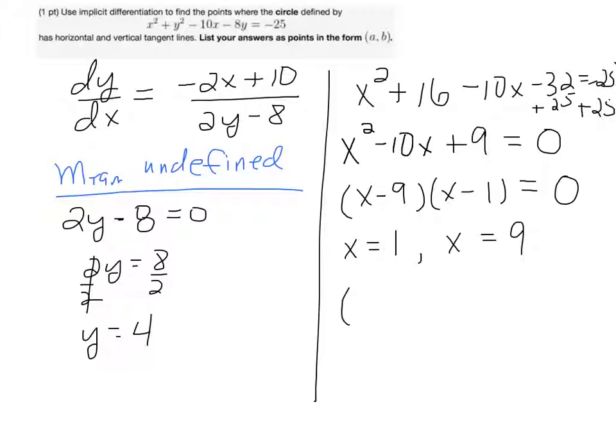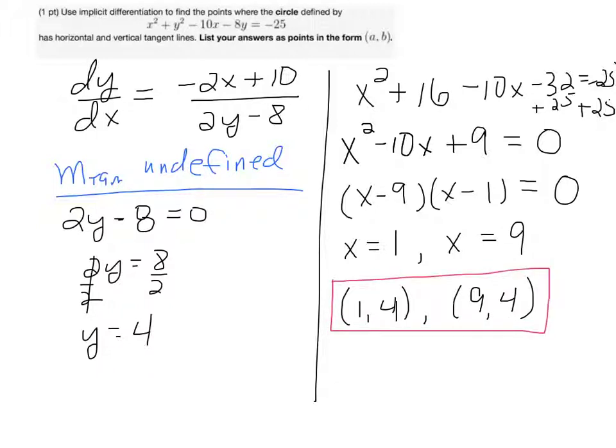So the points where the slope is undefined are when x is 1, y is 4, and when x is 9, y is 4. So we expected 2 points where we have horizontal tangents and 2 points where we have vertical tangents. And the reason why is, if you look at a circle, you have 2 horizontal tangent lines and 2 vertical tangent lines, right there, and whoops, I missed, but right there, and right there. All right, good luck.